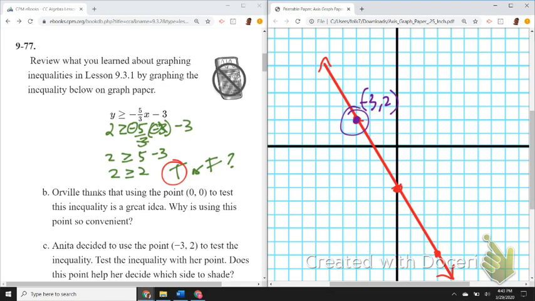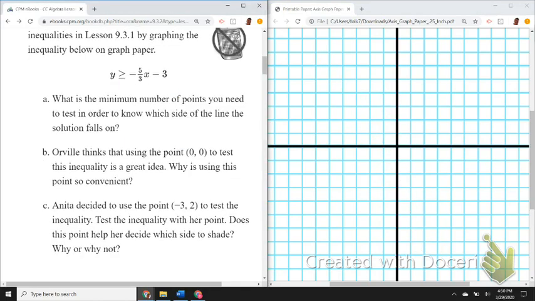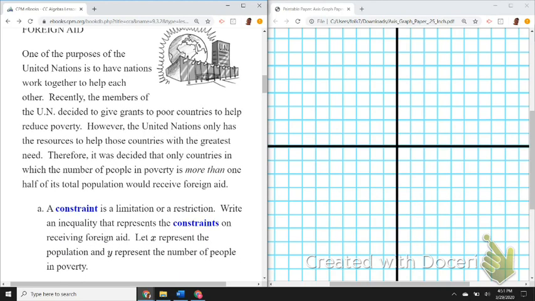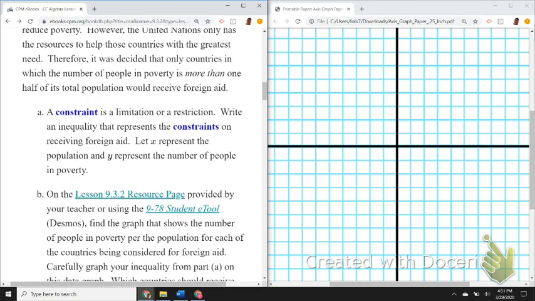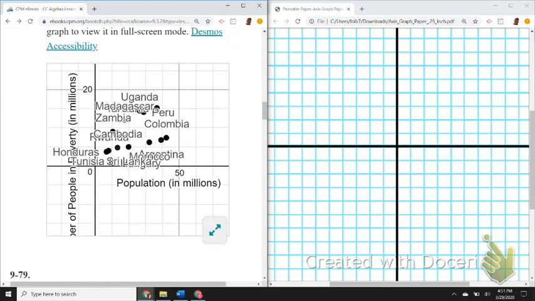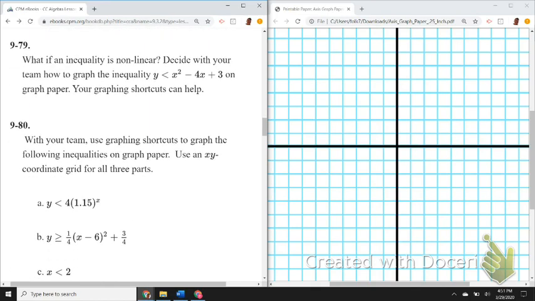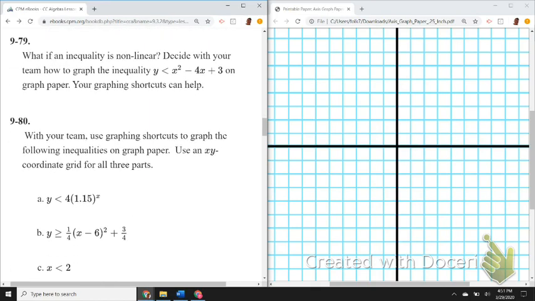Let's go ahead and move on to the next problem here. We're going to skip 9-78 because it's not a particularly effective problem for you guys to do, especially from home by yourselves. If you want, you can go back and try to do that on your own time. But we're just going to do the rest of the problems from this lesson. So from 9-79 to 9-82.